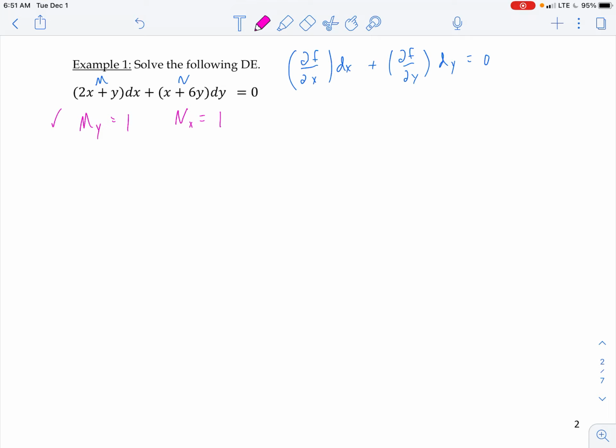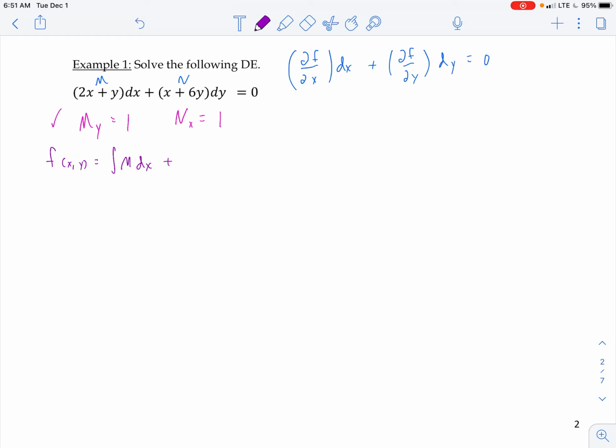And now we're going to work backwards. It's all up to me which one I want to deal with. Do I want to deal with M or N to get back to the original equation? I want to find f of x, y. So what I'm going to do is integrate, let's just go ahead and do M.